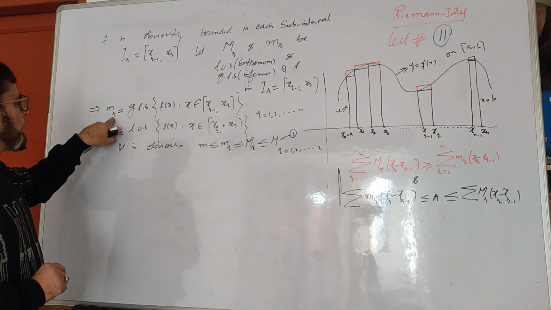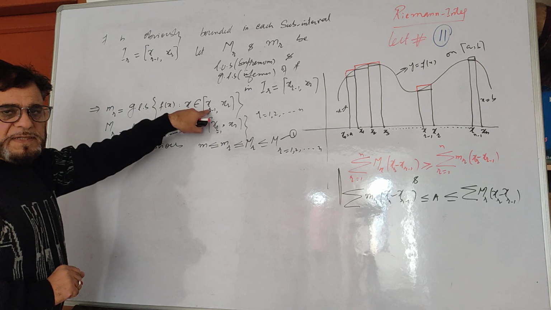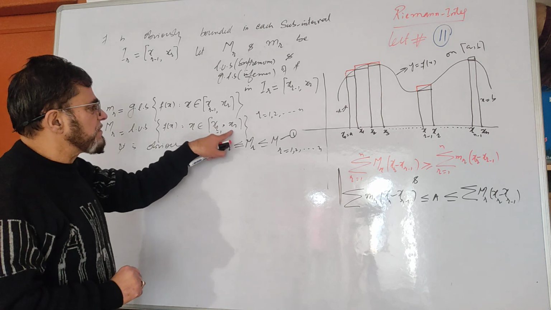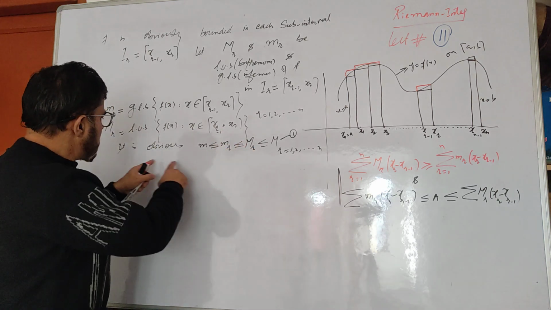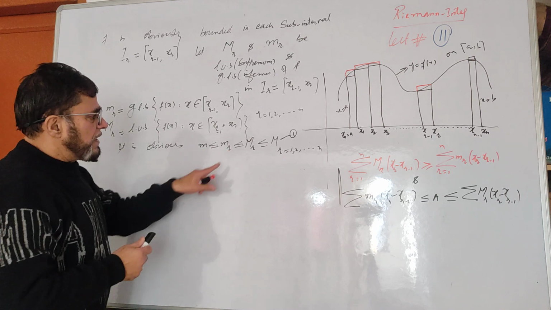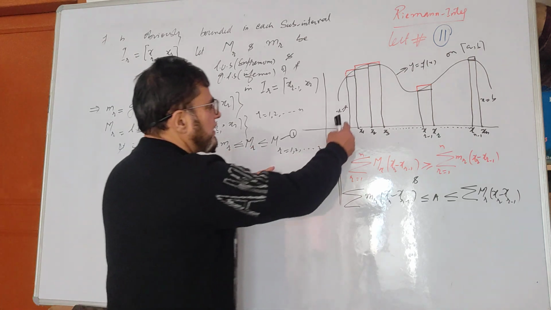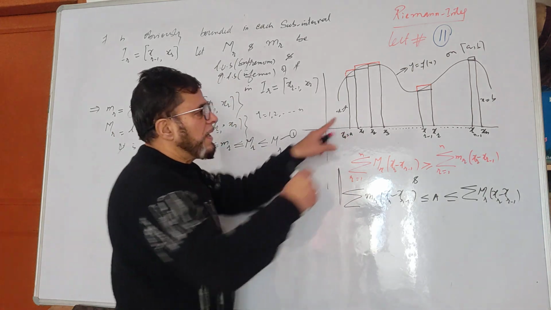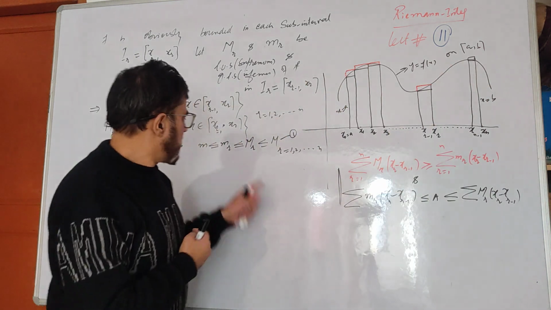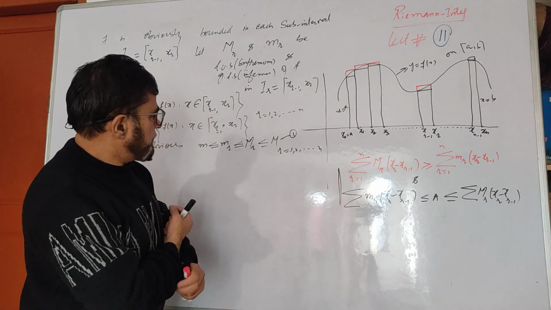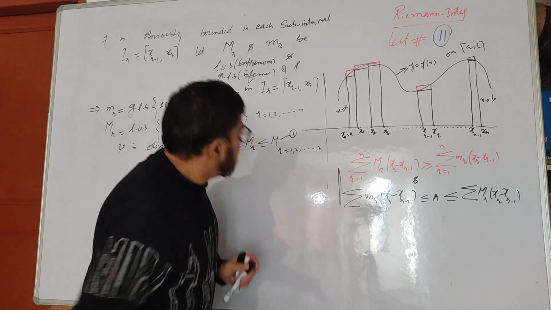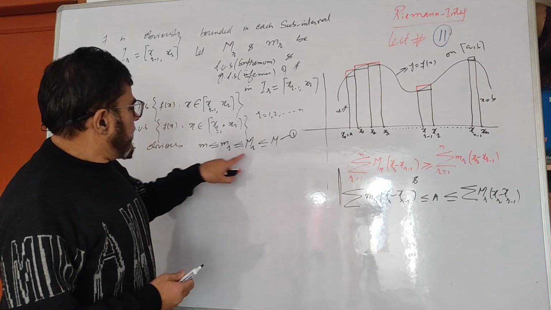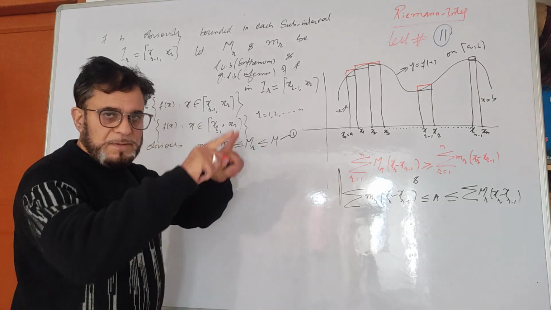Now we have this small m_r as the GLB of f(x) in this subinterval [x_{r-1}, x_r], and capital M_r, the LUB of f(x) in this interval. Now it is obvious that m is less than or equal to m_r, which is less than or equal to M_r. Observe here: small m is the GLB on the closed interval AB, and capital M is the LUB on the closed interval AB. Don't get confused, this M is not M_r.